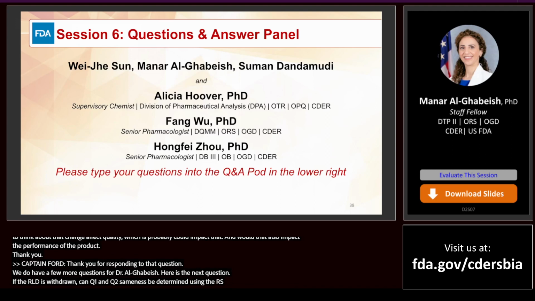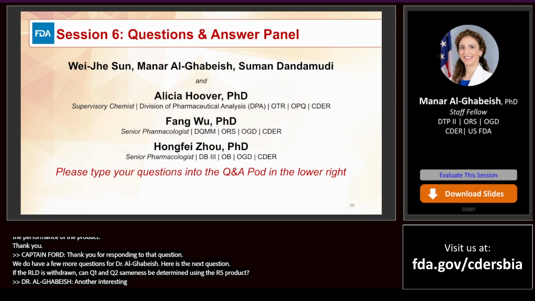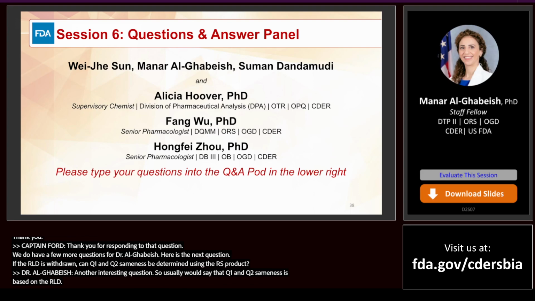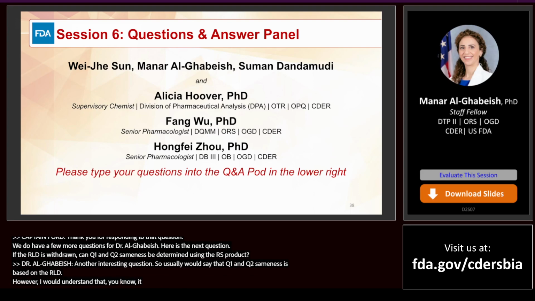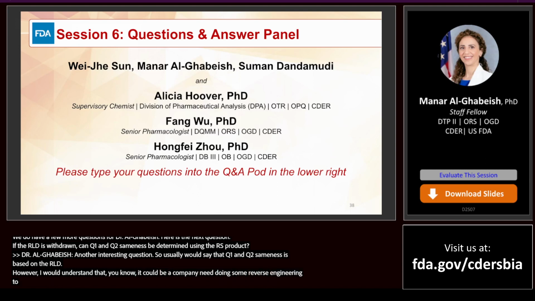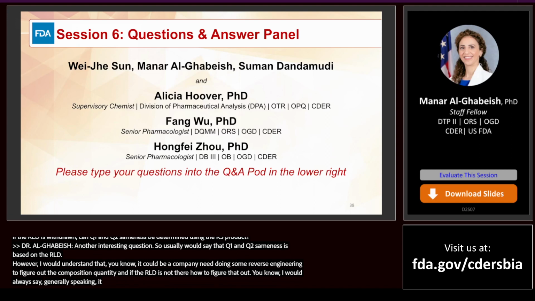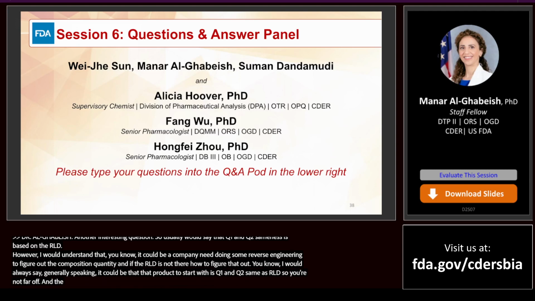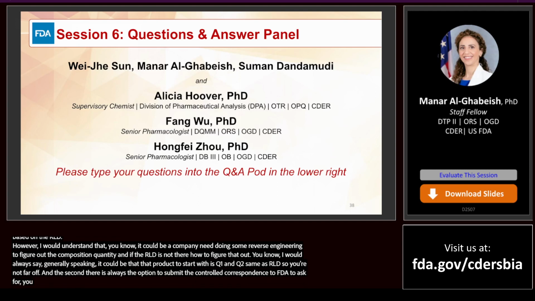Another interesting question. Usually we'd say that Q1, Q2 sameness is based on the RLD. However, I understand that a company may need to do some reverse engineering to figure out the composition, quantity, and so on, if the RLD is not there. Generally speaking, the RS product could be Q1, Q2 the same as the RLD, so you're not far off. And second, there is always the option to submit a control correspondence for FDA to ask whether the biowaiver option is based on the Q1, Q2 sameness. So hopefully that helped answer the question. Thank you.